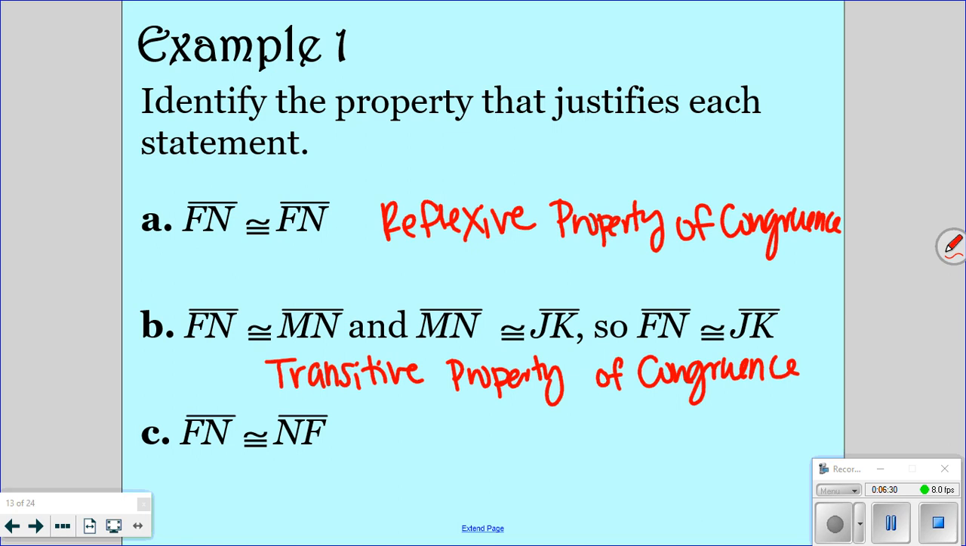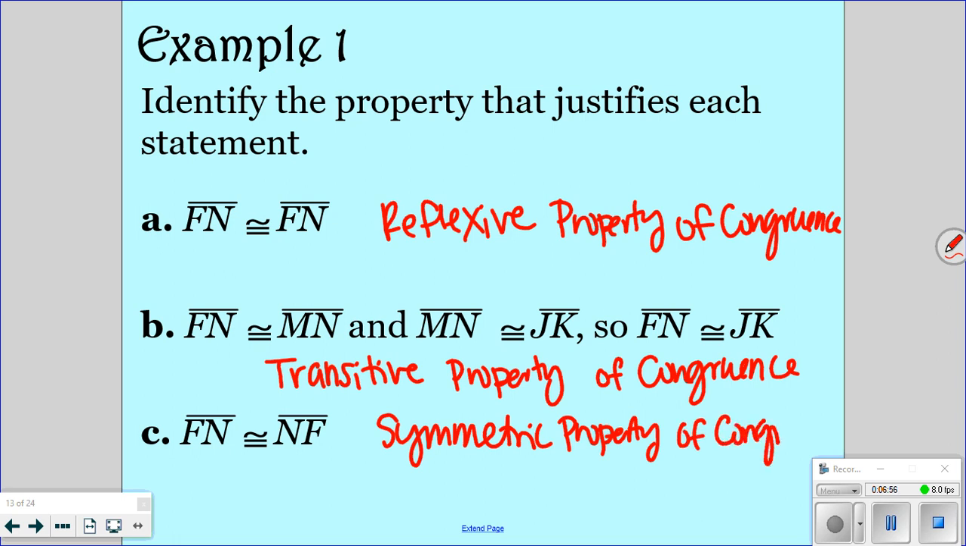And then for the last one, it says Fn is congruent to Nf. So which property is that? Now this is not identical to what's on the other side. Fn, this is not Fn. So this is not the reflexive property. This is going to be the symmetric property of congruence. So you need to make sure that you learn them and you know exactly which property goes with your statements. They're going to be used a lot throughout the year.